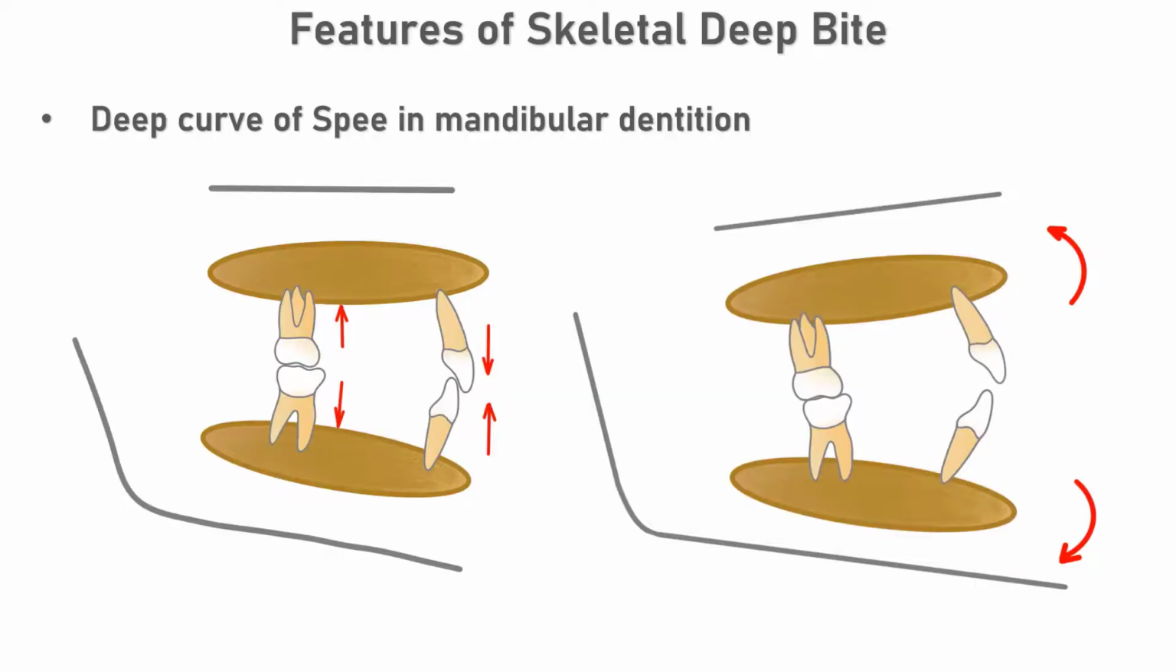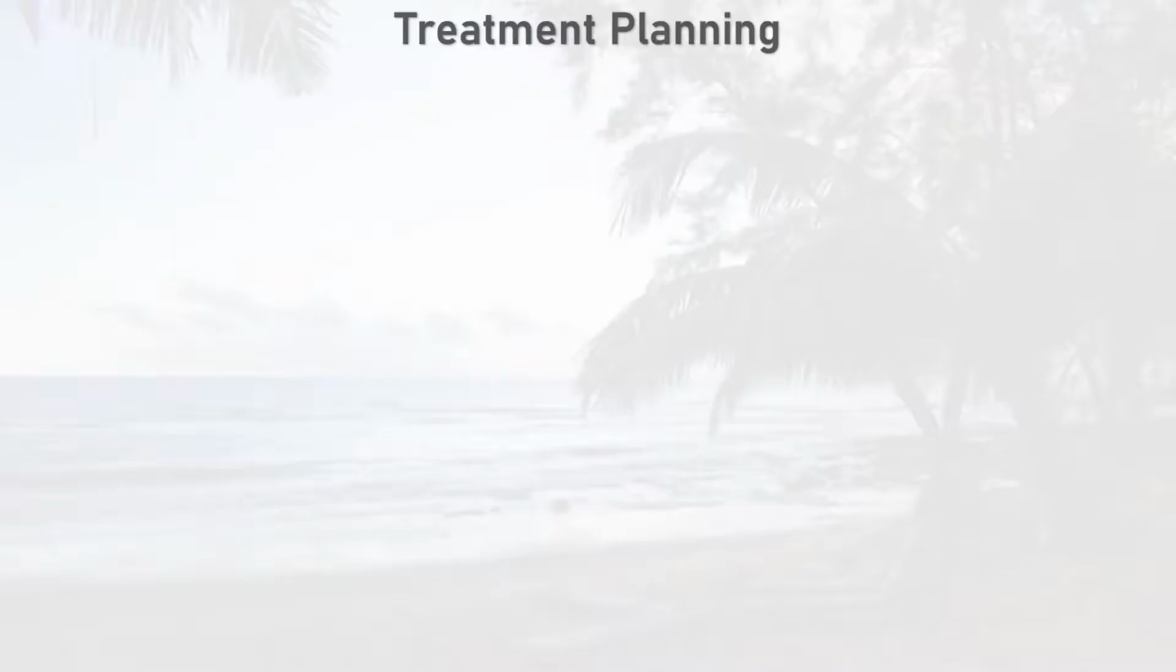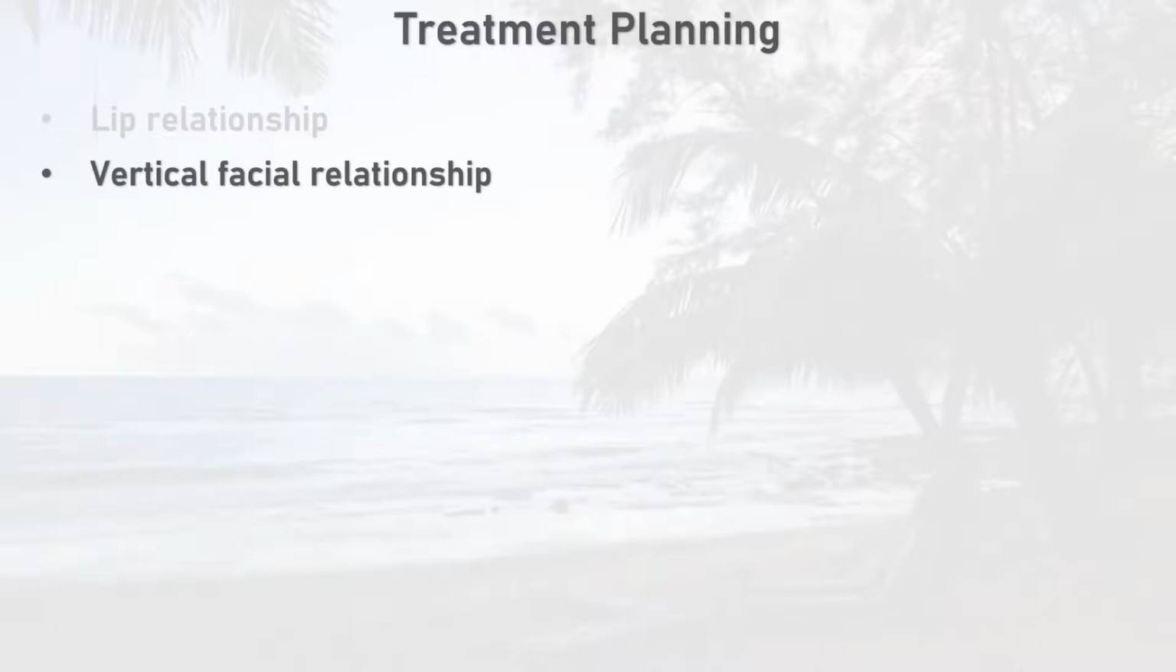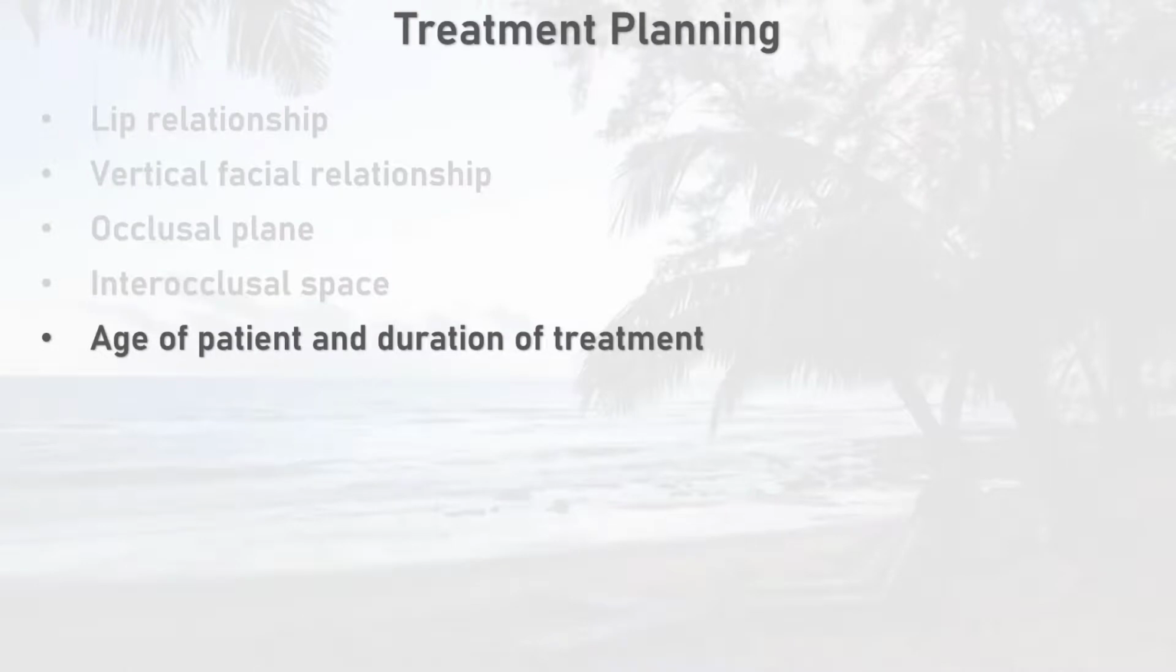Features of skeletal deep bite include deep curve of Spee in mandibular dentition and reverse curve of Spee in maxillary dentition. When there is maxillary excess, we can find the gummy smile. Lower facial height is less. The primary determining factor in treatment planning is to decide whether deep bite correction is achieved by intrusion or extrusion. There are 5 important factors to obtain stable relationship: lip relationship, vertical facial relationship, occlusal plane, interocclusal space, and age of the patient and duration of treatment.